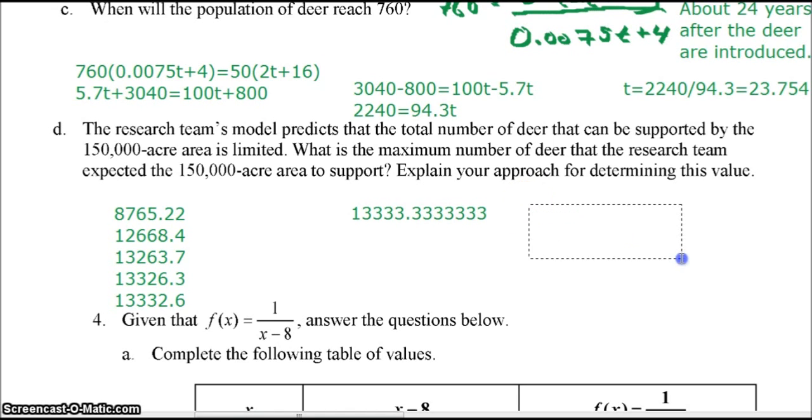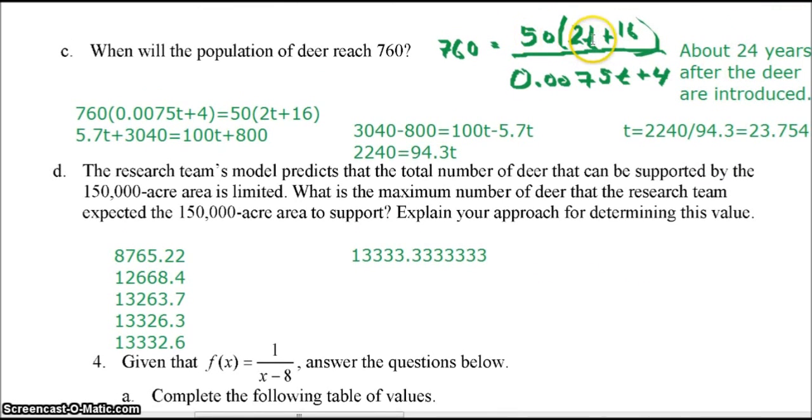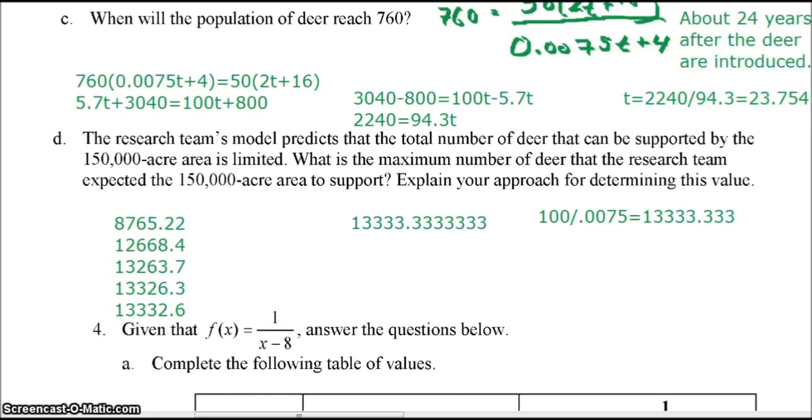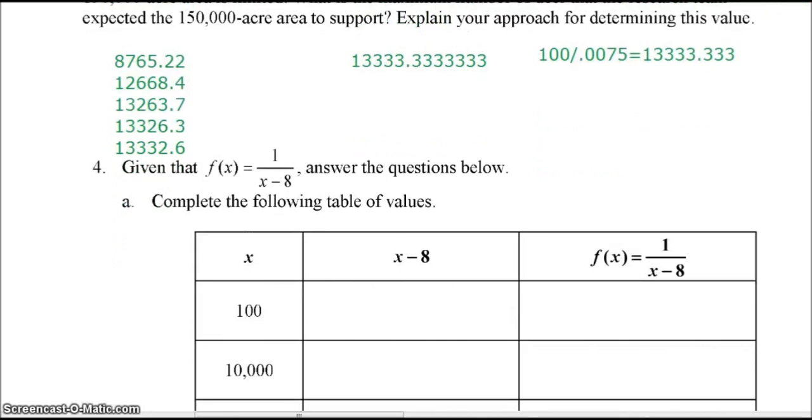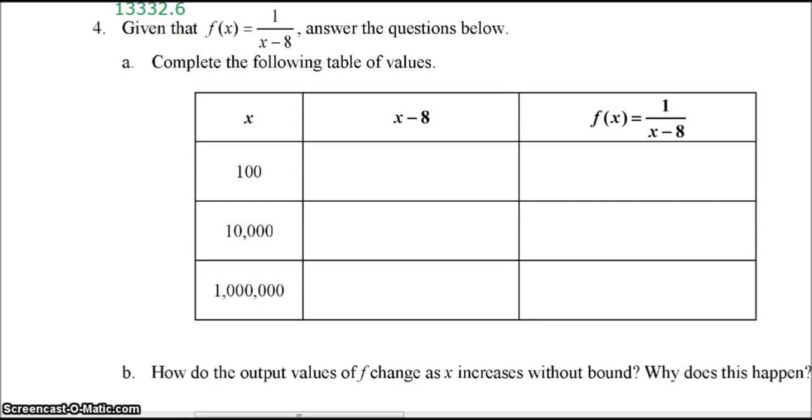Now we could have actually seen that originally. If you take 50 times 2, that would be the coefficient of t in the numerator, that's 100. Divide by the coefficient of t in the denominator, 0.0075. You get about this number here. The ratio of the leading coefficients will always give us the horizontal asymptote. So the deer will never exceed 13,333.